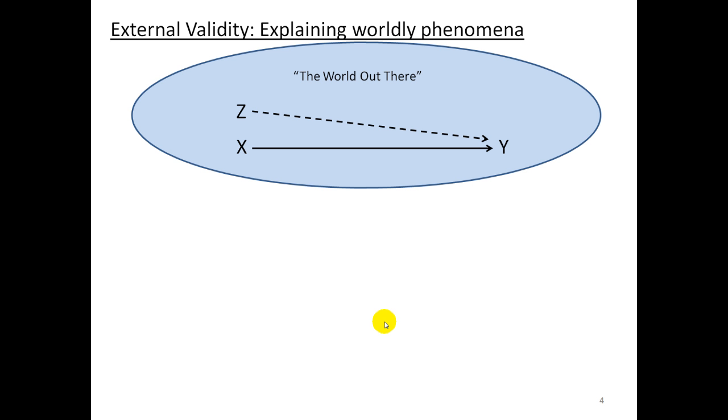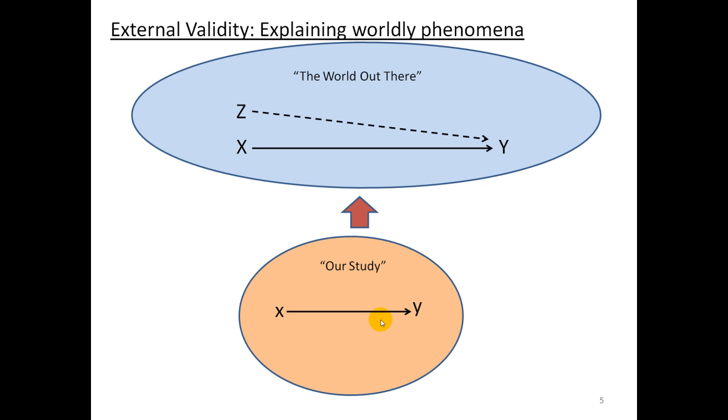Unknown to us, Y is also influenced by another variable called Z. We don't know about the influence of Z. We haven't theorized it, we haven't observed it as yet, but in the world out there, it operates. So we set up our own study to test our hypothesis that X causes Y.